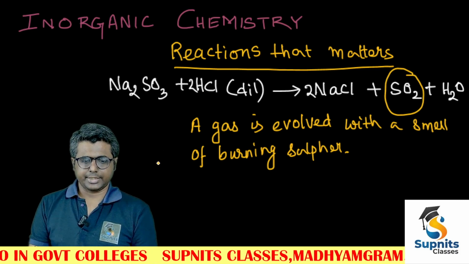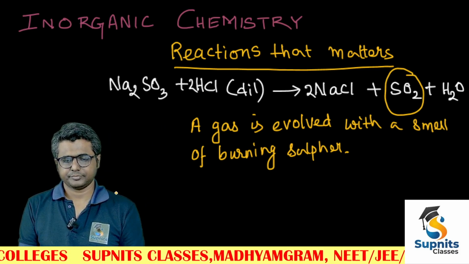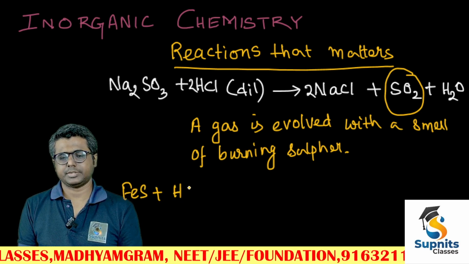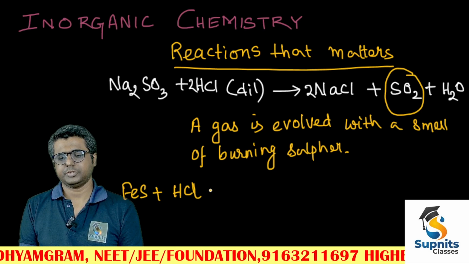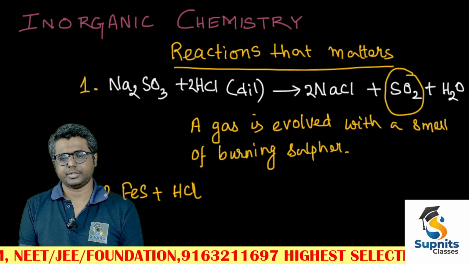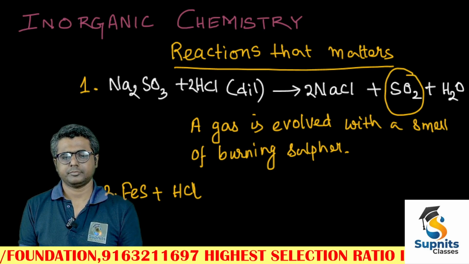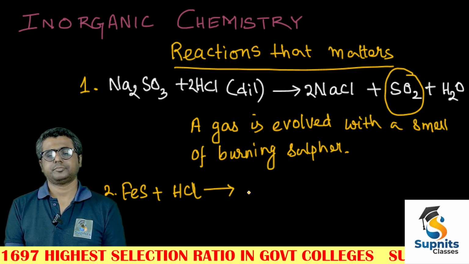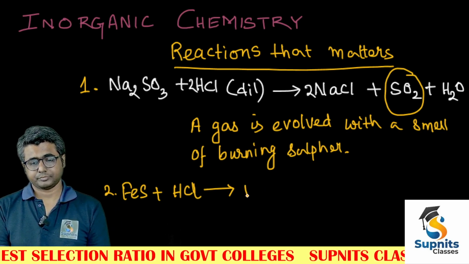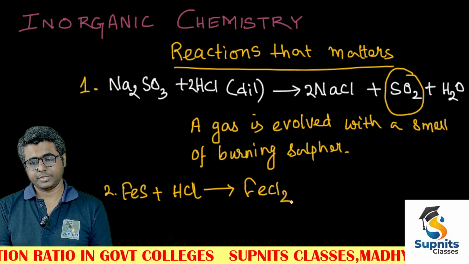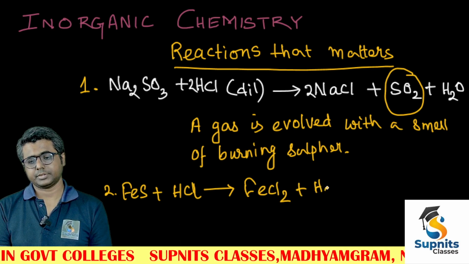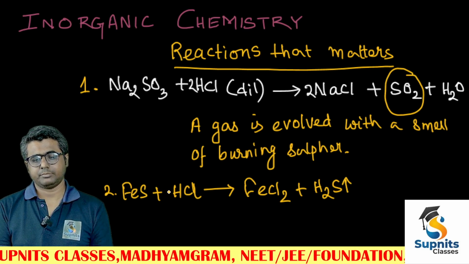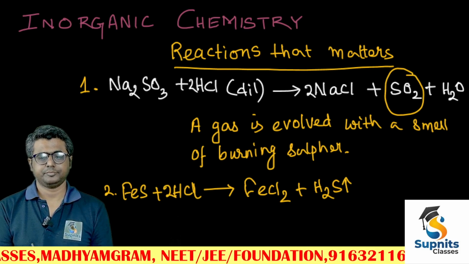Let us go for our next reaction. FeS plus HCl. This will be our reaction number 1, this will be reaction number 2. So, FeS plus HCl will give FeCl2 plus H2S. Again another gas is evolved. So, here we have to balance it, 2HCl, done, it is balanced.